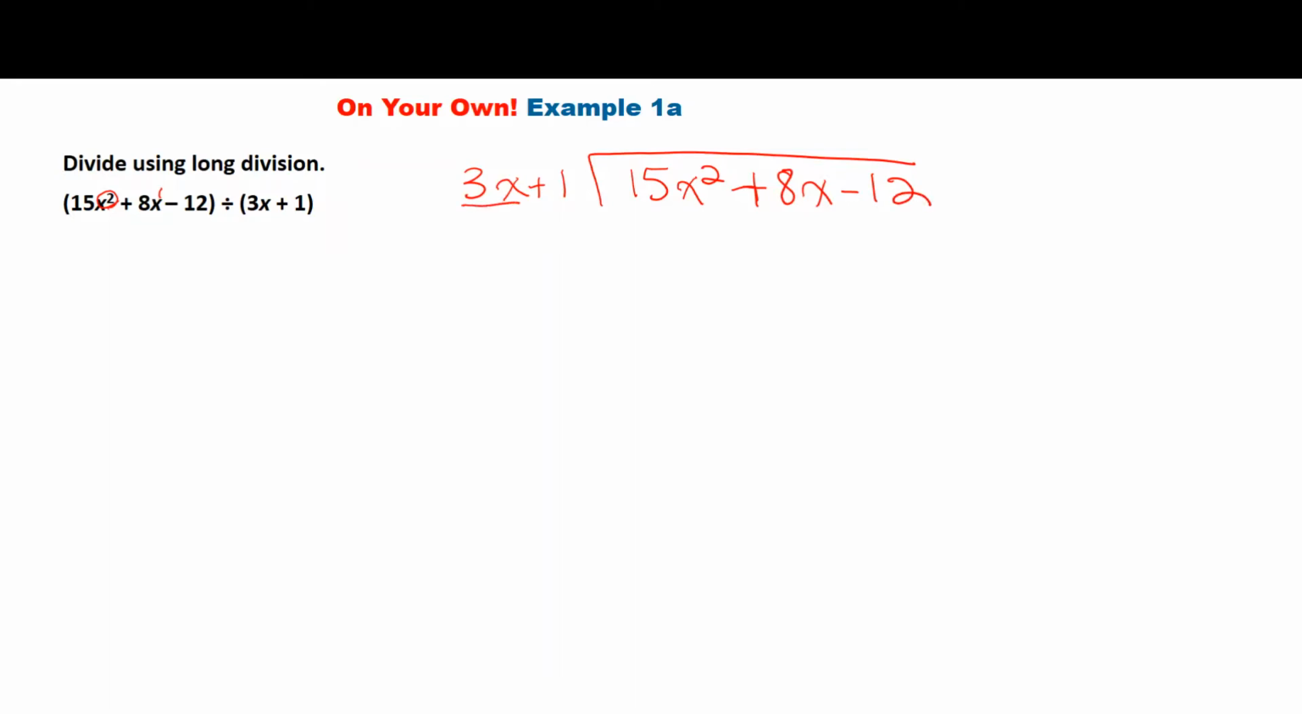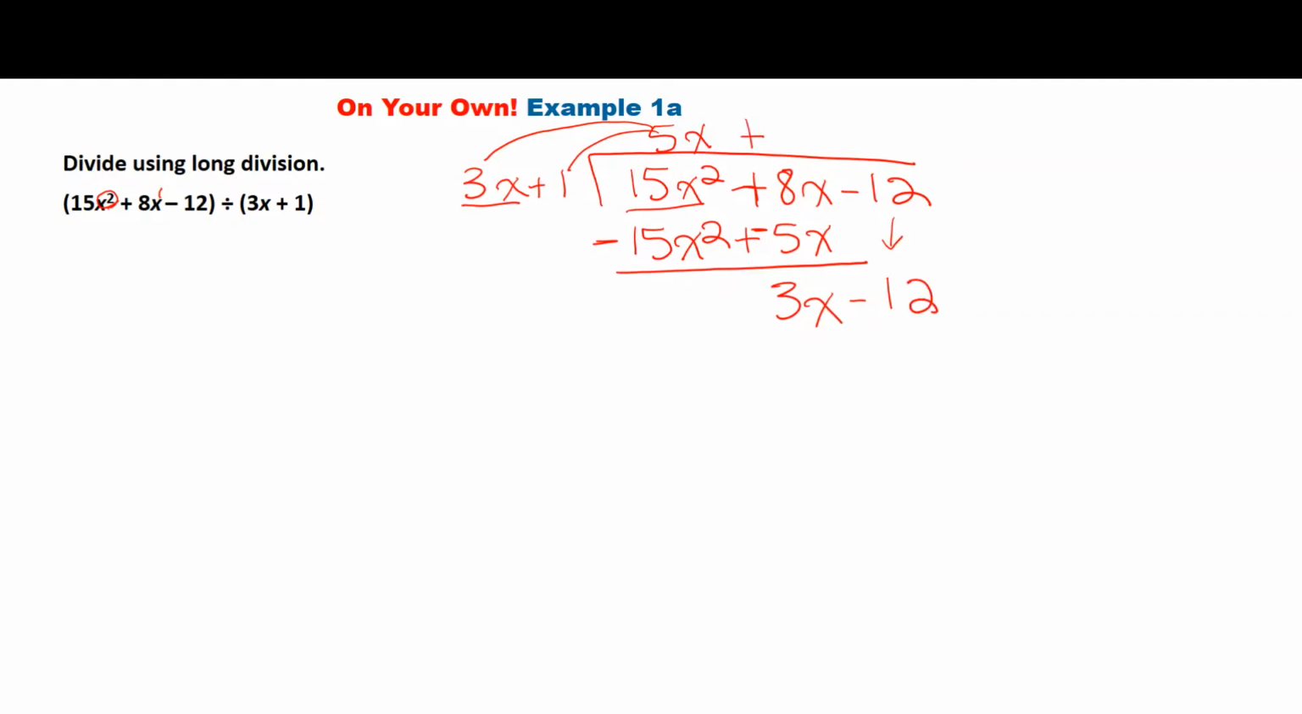I need to find a number that I can multiply 3x by to get 15x squared. So that's going to be 5x. So when I multiply 5x times 3x, I get 15x squared. And 5x times 1 is going to be plus 5x. Now remember, we have to subtract. So we're going to subtract both terms. And that leaves me with 15x squared minus 15x is 0. So 8x minus 5x is 3x. All right, and go ahead and let's bring down our negative 12.